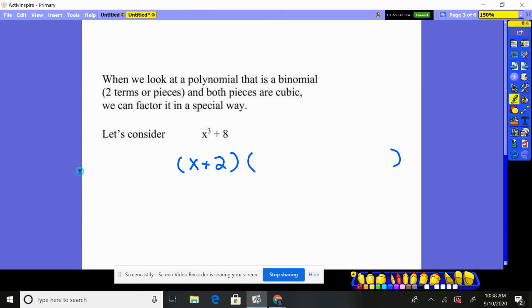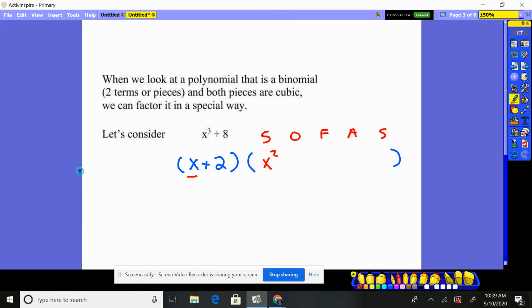Now the trinomial piece, this is where we come into this idea of what I call SOFAS. S-O-F-A-S. That's simply a mnemonic device to help us remember what we're putting. So the first S, what does that stand for? The first S wants you to take this piece and square it. So S stands for square. We're going to square the first piece.